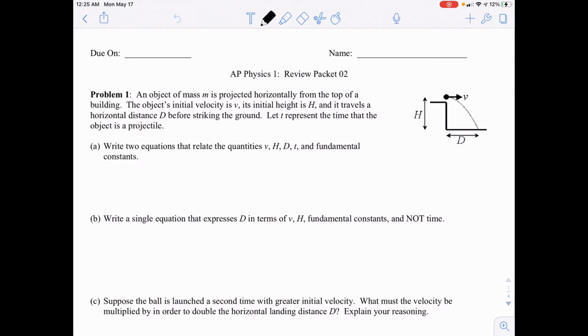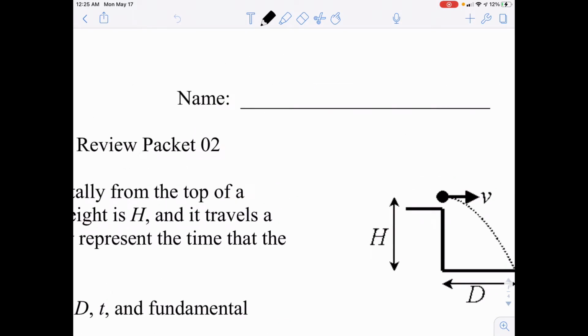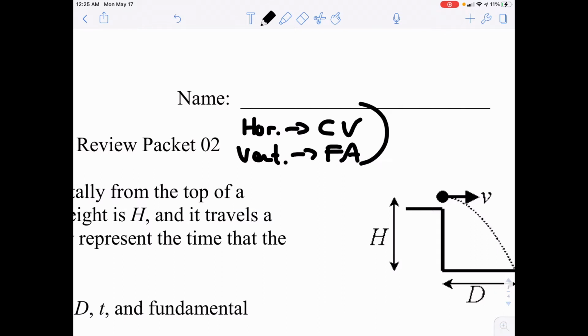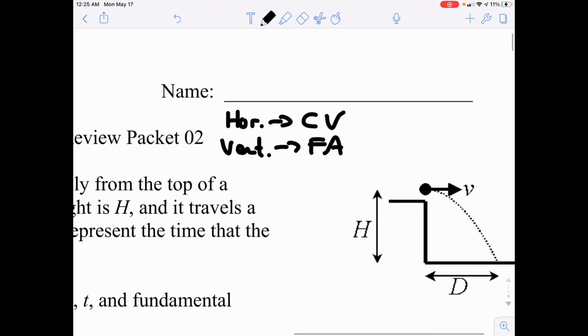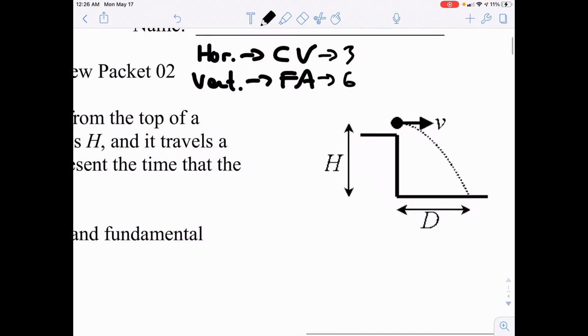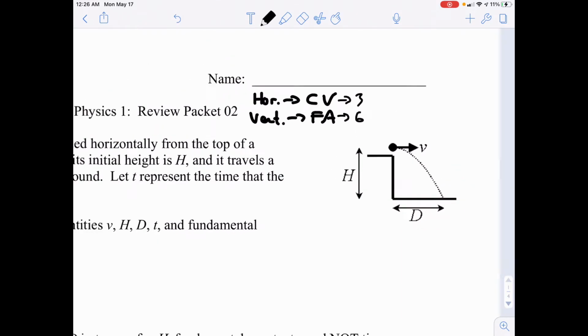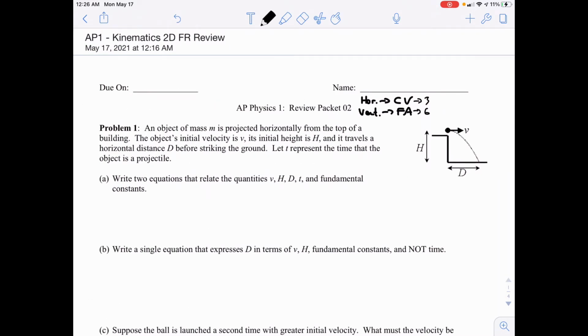Well, when you're dealing with a projectile, you're dealing with the idea that horizontally, we move with constant velocity, and vertically, we move with free fall acceleration due to gravity. Which means these break down the equations we will ultimately be using. Since these deal with 3 variables and these deal with 6 variables, typically a projectile motion problem is going to be a list of 9 total variables.